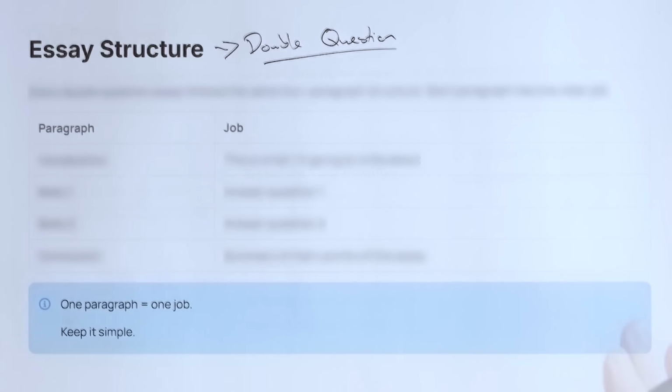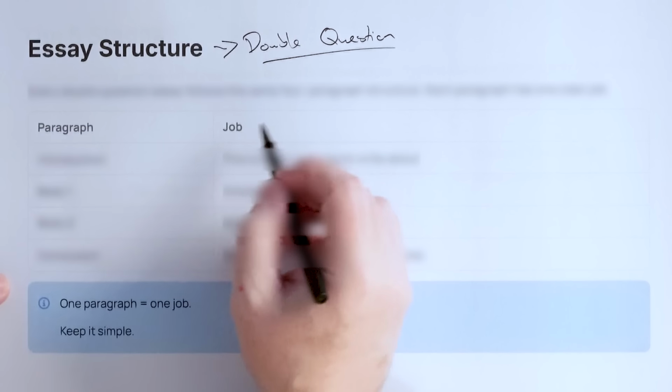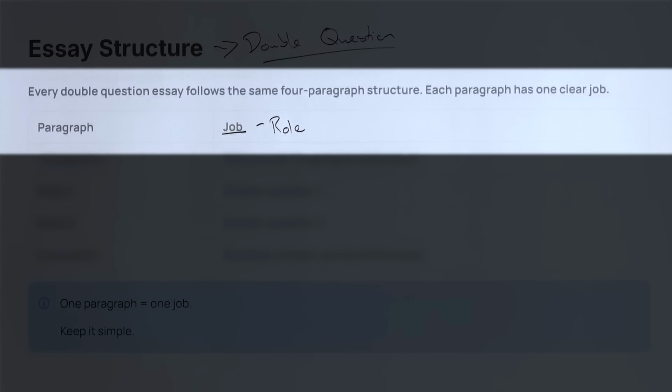So talking of structures, this is the structure for a double question. So what I like to do is to teach students the job, the role, if you like, of each paragraph. Each paragraph, each sentence, each word should have a job.